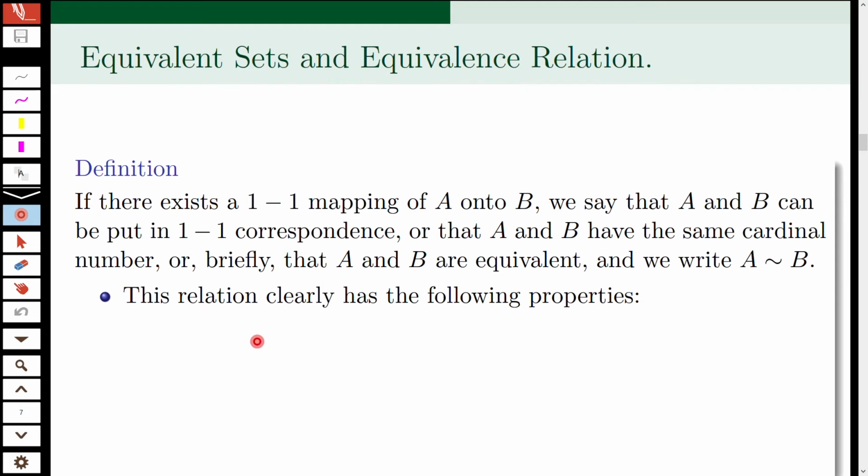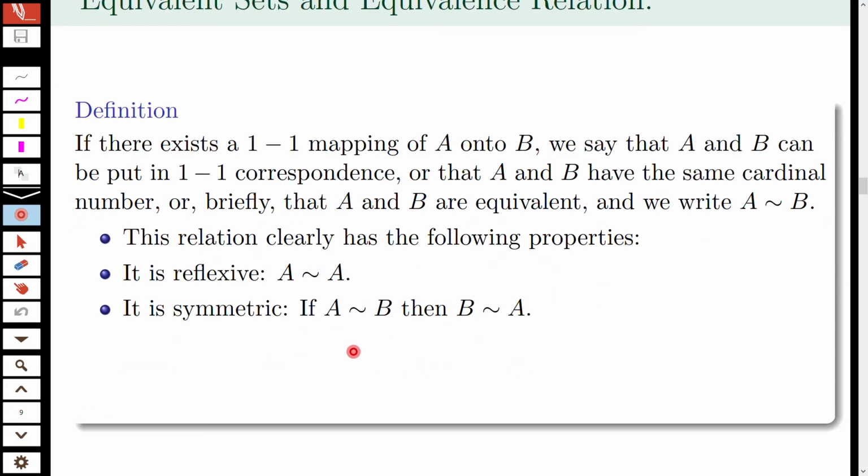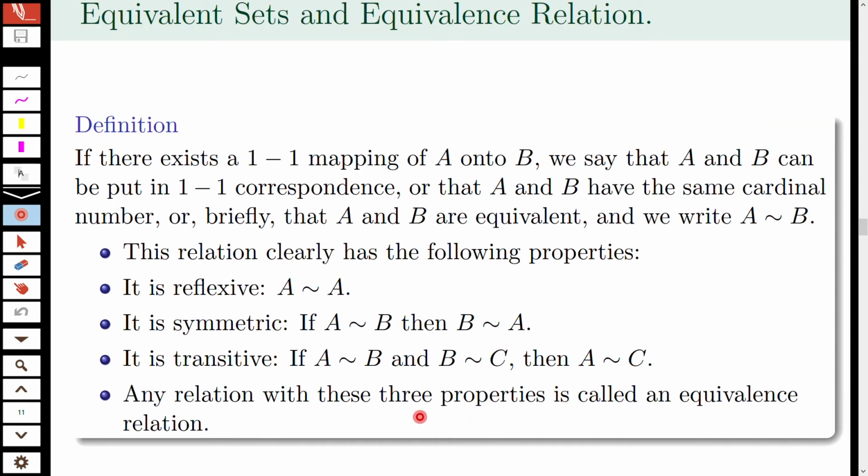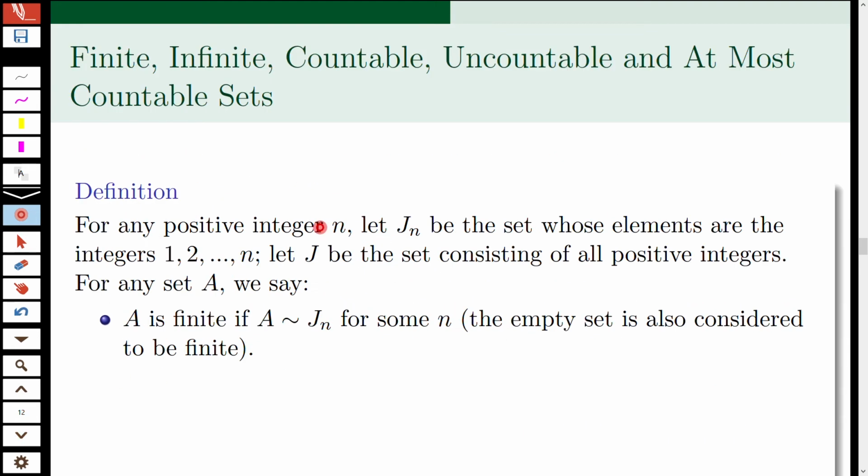And this relation has the following properties. 1. It is reflexive, that is A is equivalent to A. 2. It is symmetric, that is if A is equivalent to B, then B is equivalent to A. 3. It is transitive, that is if A is equivalent to B and B is equivalent to C, then A is equivalent to C. Any relation with these three properties is called an equivalence relation. Now we are going to define finite sets, infinite sets, countable sets, uncountable sets, and at most countable sets.